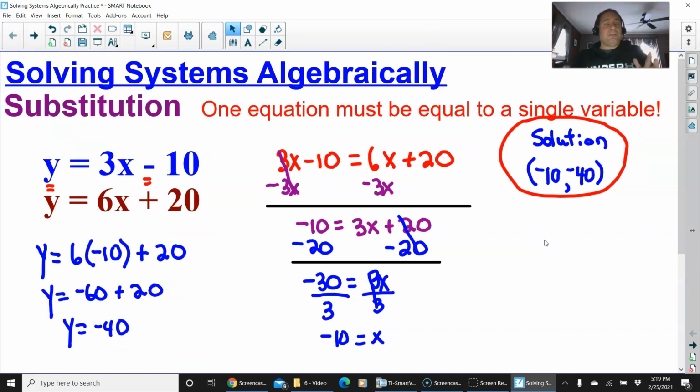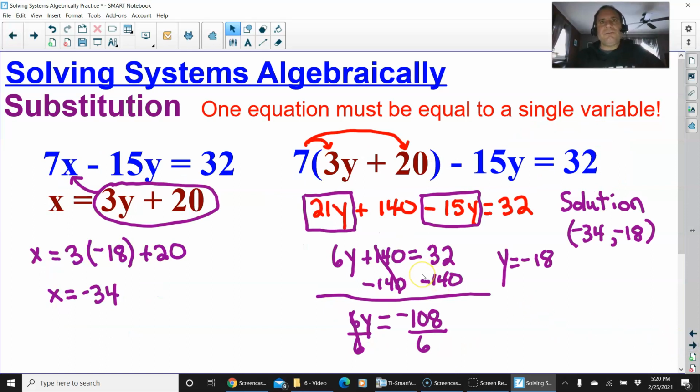So to review, substitution. When you're using substitution, there has to be at least one equation equal to a single variable. Doesn't matter which variable it is. It could be x, could be y. If they're both equal to y, or they're both equal to x, both equal to the same, that means their expressions are both equal to each other. You could just set them equal to each other and solve.